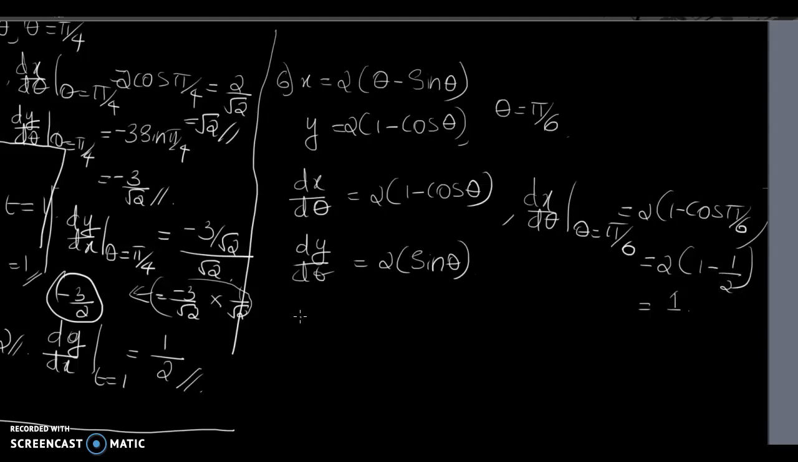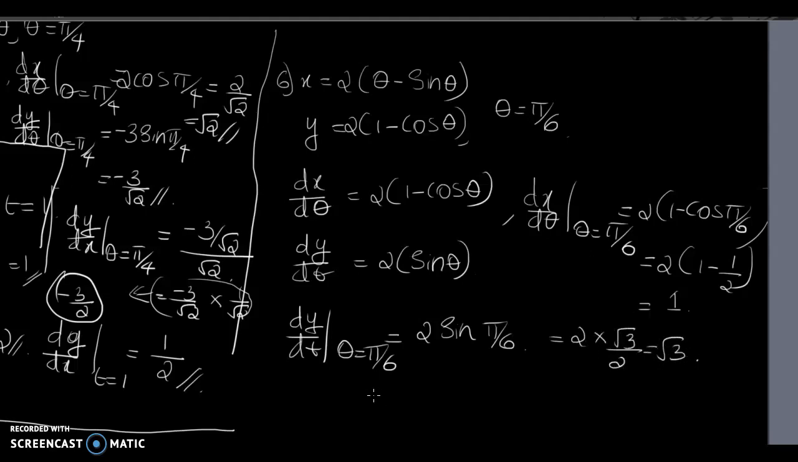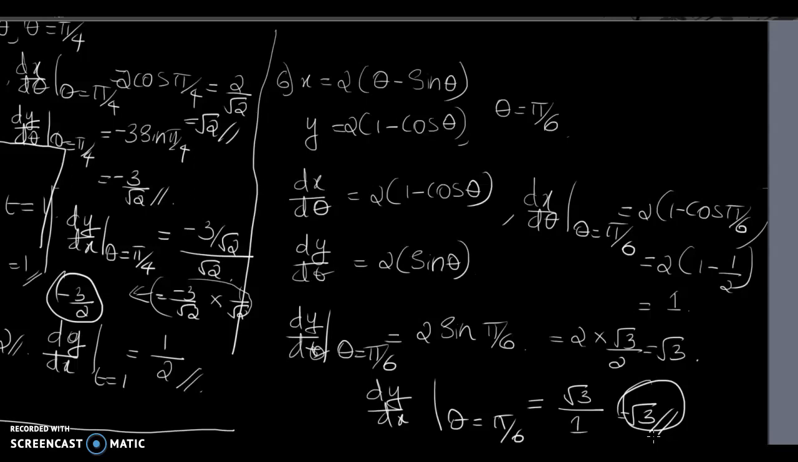Again, dy by d theta at theta equal to pi by 6 is 2 sine pi by 6, which equals 2 into 1 by 2, that is 1... as recorded, the speaker gets root 3. So dy by dx at theta equal to pi by 6 is dy by d theta divided by dx by d theta, that is root 3 divided by 1, which equals root 3. This is the answer.